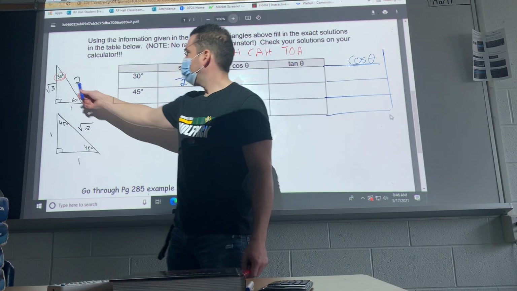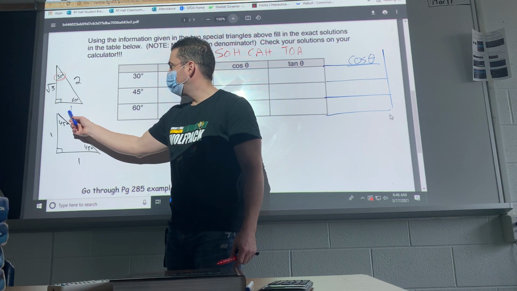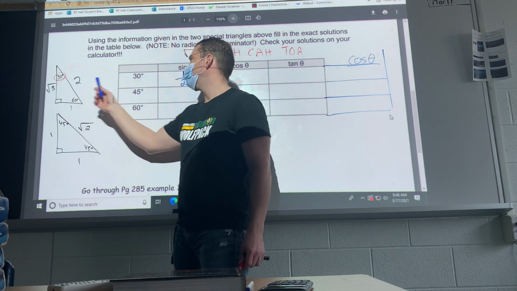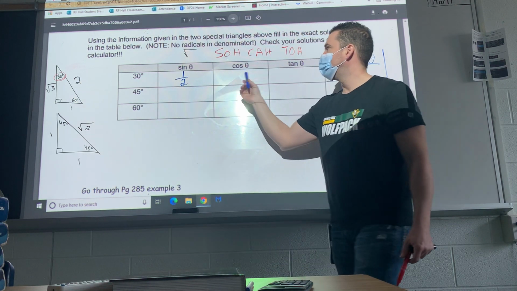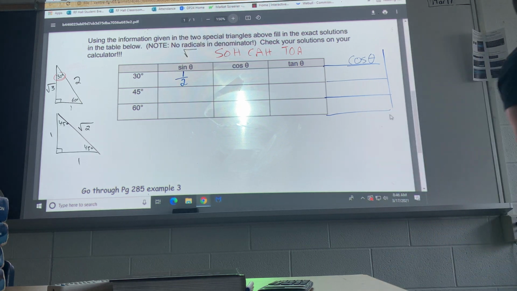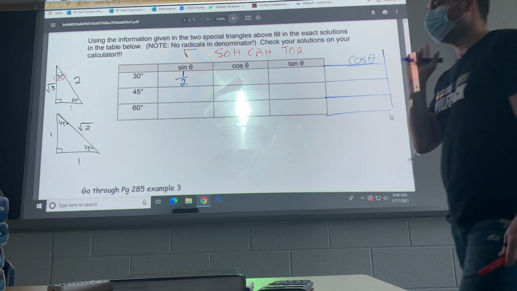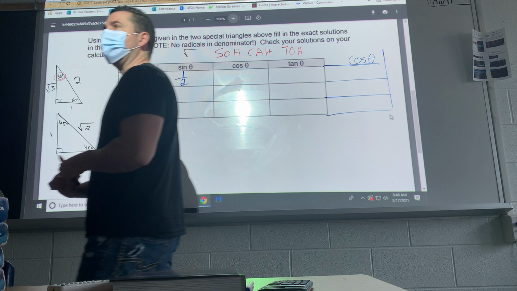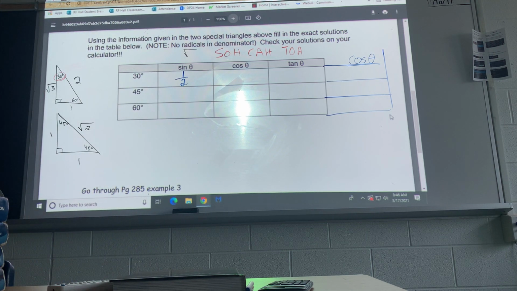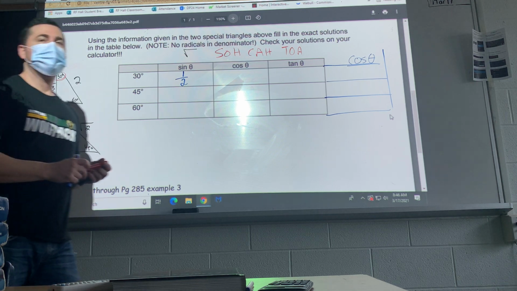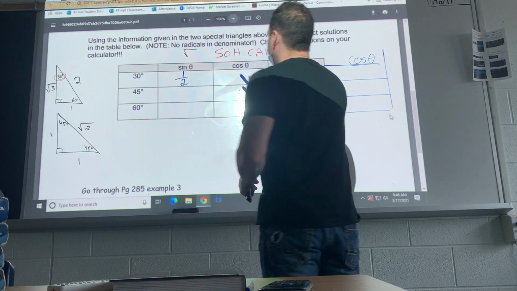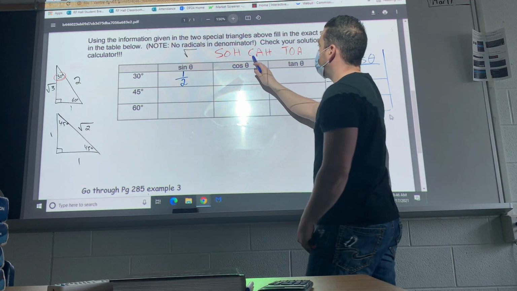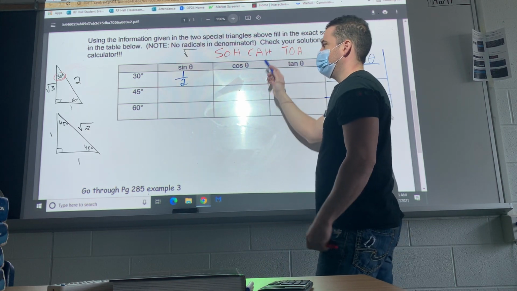Okay, so 30 is the opposite, which is 1 over a hypotenuse of 2. So 1 over 2. Okay, now let's do cos 30. So cos of 30. What sides do we look at for cos 30? Sorry, for cos. We look at the adjacent and hypotenuse. Now we're looking at cos 30. We're looking at the adjacent and the hypotenuse.